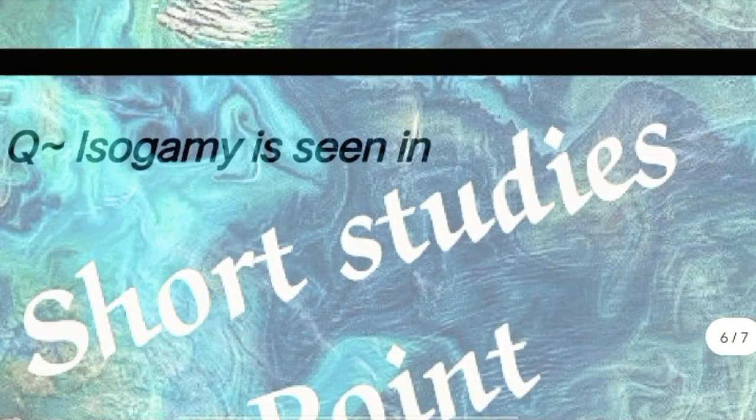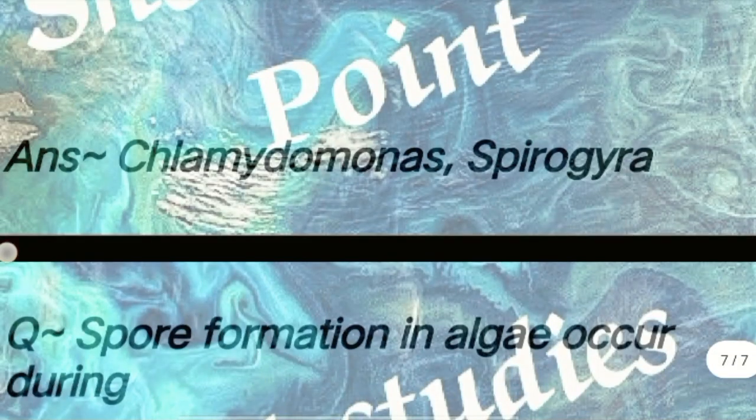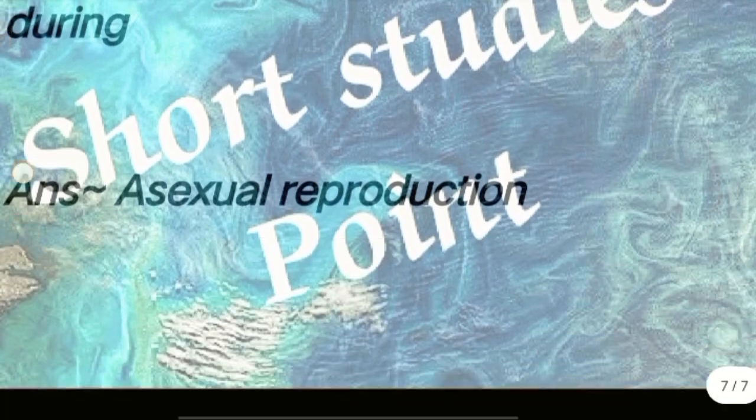Next question: Isogamy is seen in? Answer: Chlamydomonas, Spirogyra. Next question: Spore formation in algae occurs during? Answer: Asexual reproduction.